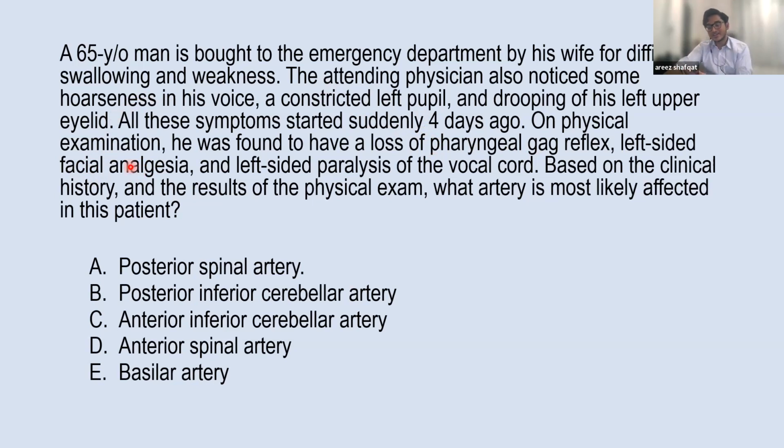The next step is figuring out which level of the brainstem. This guy has paralysis of the vocal cord, which suggests a vagus nerve palsy, and the vocal cord is supplied by the vagus nerve. That means it's in the medulla. So lateral medullary syndrome. Which artery supplies it?